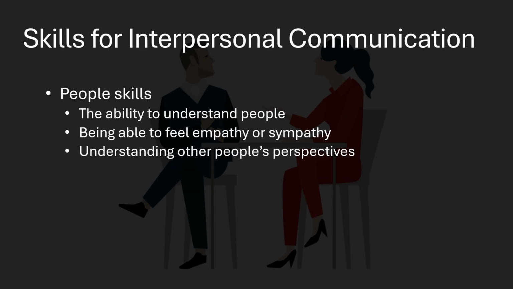Now, when we talk about people skills, that can be a pretty broad concept, but here are 3 different ways that we can try to define it. The first is to understand people, and this might be understanding who they are, but it also might be understanding what they're trying to communicate. Another is to be able to feel empathy or sympathy for another person and their emotions. And another would be to understand other people's perspectives and be able to see situations from those other people's perspectives.